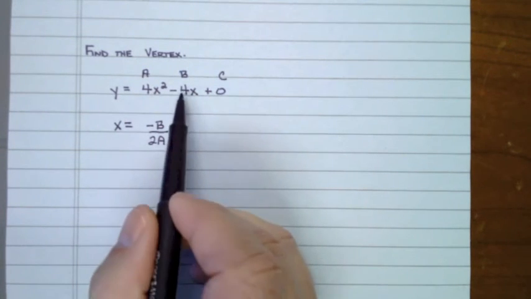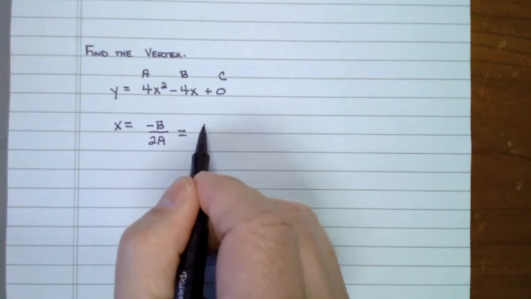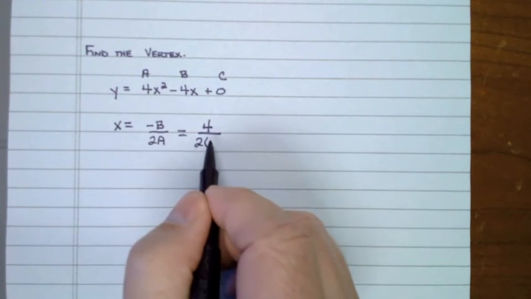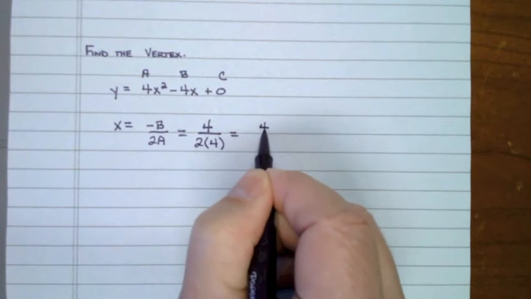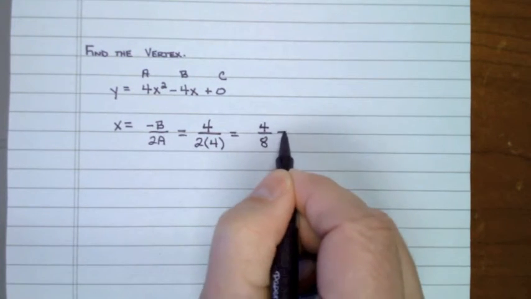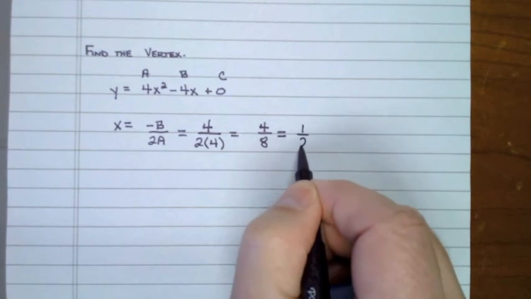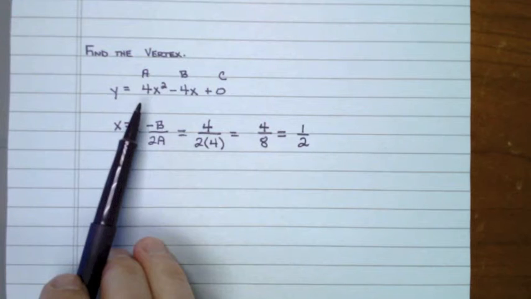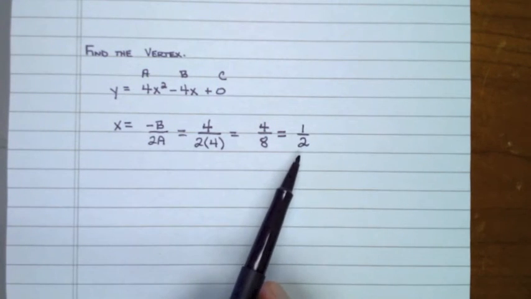That means I need to take the opposite of B. It's already negative. A negative and negative make a positive. Then I'm going to take 2 times whatever A is, 4. 2 times 4 is 8. Always put a fraction in lowest terms, 1/2. So you're not always going to get whole numbers on these points. So my x coordinate is 1/2.